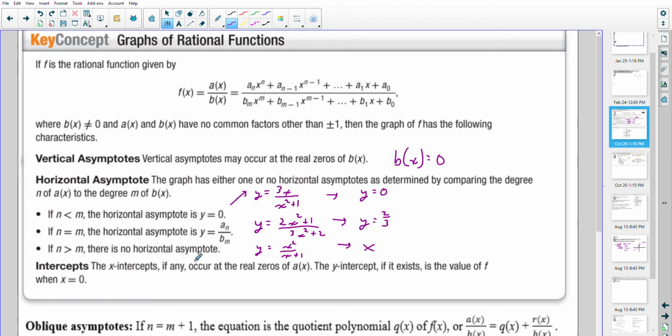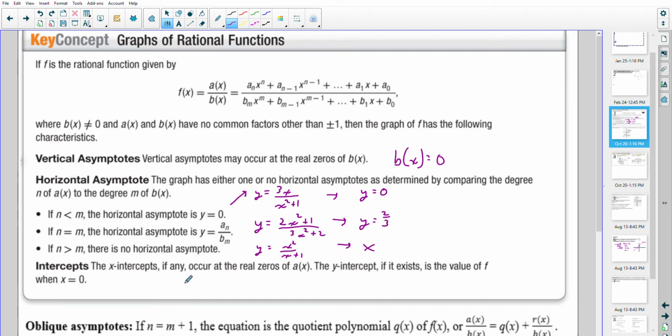The second case is where the exponents are equal. Where they're equal, it means they're going to grow at the same rate. Therefore, you're looking at the ratio of these leading coefficients. If you had this case where exponents are the same, leading coefficients is 2 over 3, the horizontal asymptote is y equals 2 over 3. And in the third case, where n is greater than m, such as this case, you're going to see that there is no horizontal asymptote.